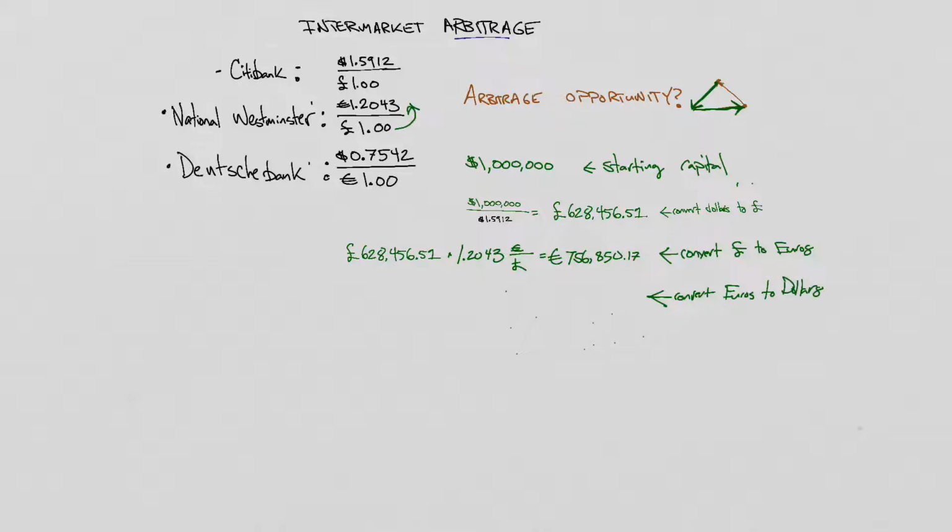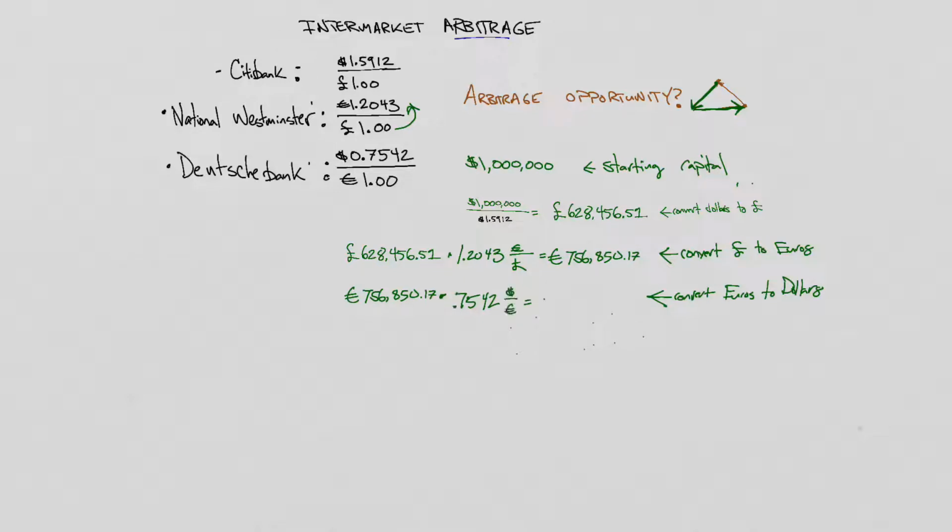And I'm going to convert those 756,000 euros into dollars at an exchange rate at Deutsche Bank of 75 cents per euro. So if 1 euro equals 75 cents, I know if I'm going from euros to dollars, that number should be less than what you see here. So I'm going to multiply by 0.7542 to get the amount of dollars that this gets converted to.